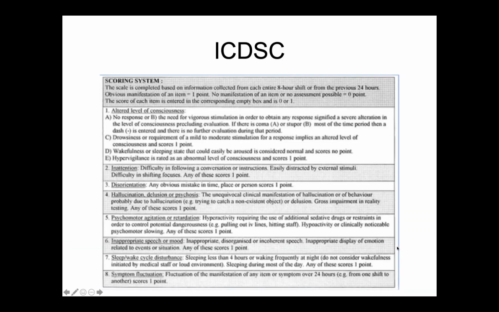You can also use the intensive care delirium screening checklist. You'll notice a lot of these categories are very similar to the confusion assessment method. But this is the scoring system we use in the General Systems ICU, which helps us to quantify a patient's level of cognition. So it's good to become comfortable with how the score is used.